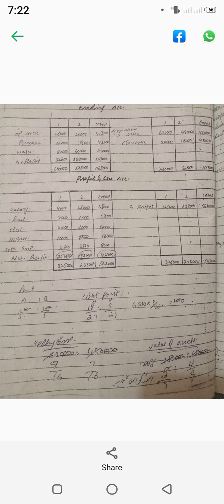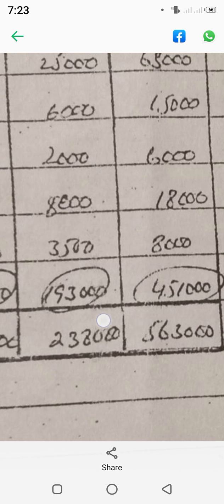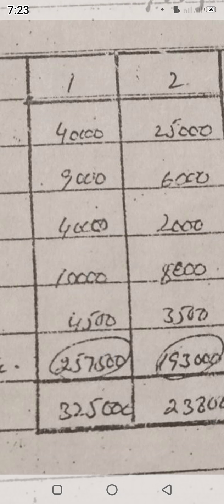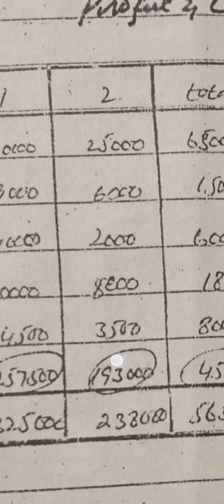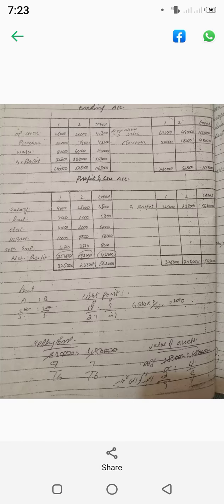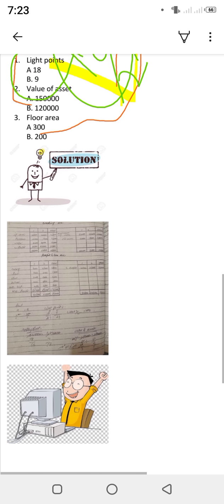Last step. Take the gross profit of department 1 and deduct whole expenses of department 1, and you will get gross profit 257500. The same will be applied to department 2 and total. And this was the question.